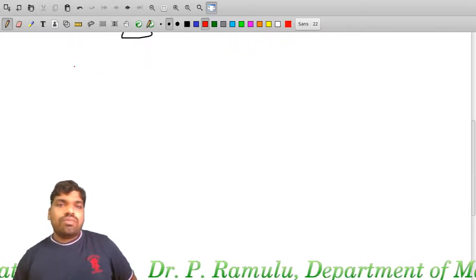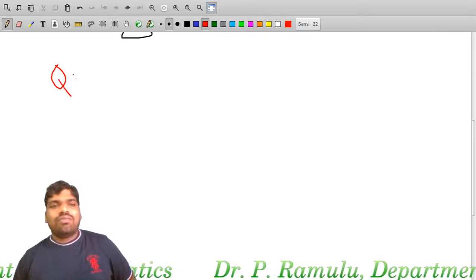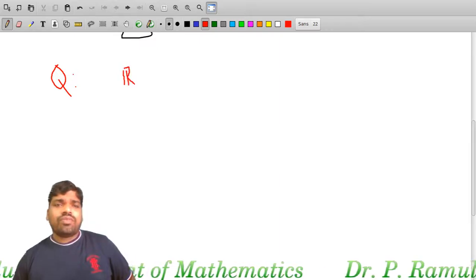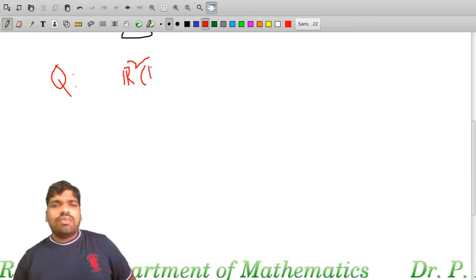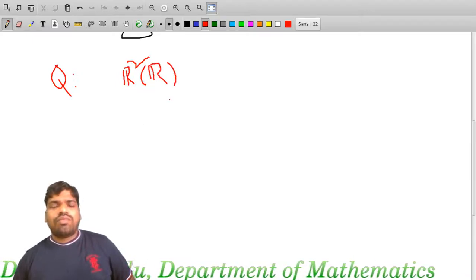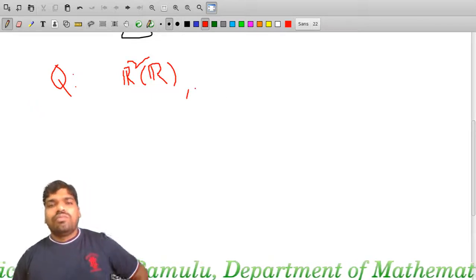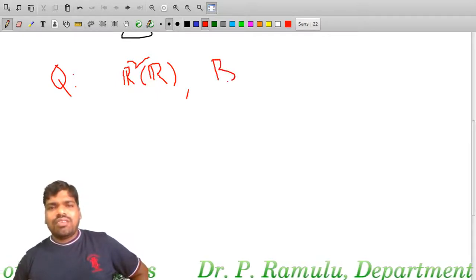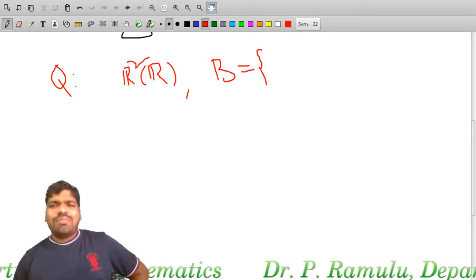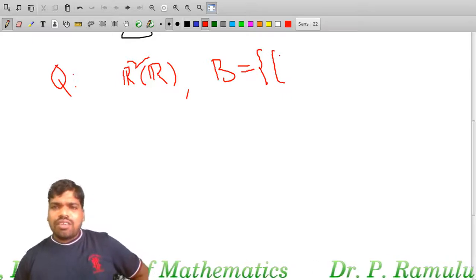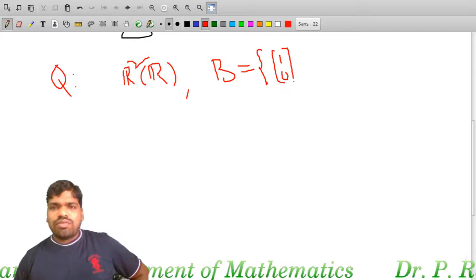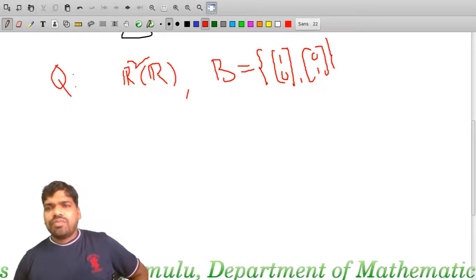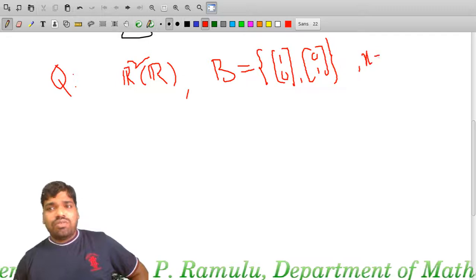The question is this. Let R2 over R be a vector space. I am taking my basis B equal to the standard basis of R2 over R, which is (1, 0), (0, 1). And x is equal to, you may take anything.